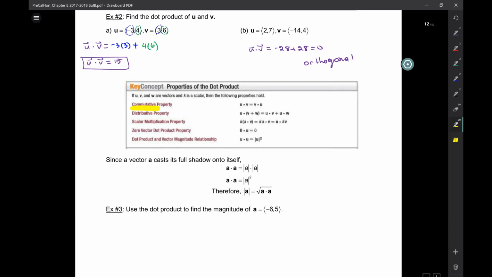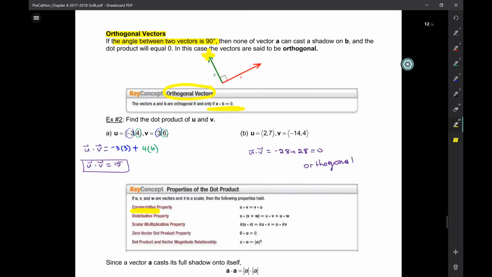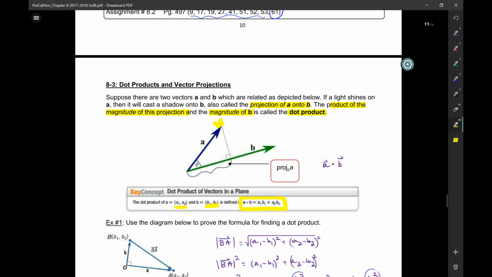Vectors are commutative. Yes, question? So, is the dot product the shadow, or are we not talking about... The dot product is the length of the projection, the shadow, times the vector on which it's being projected. So it's the length of the projection times the length of vector B. Okay? There is a product. Like there is an actual product.